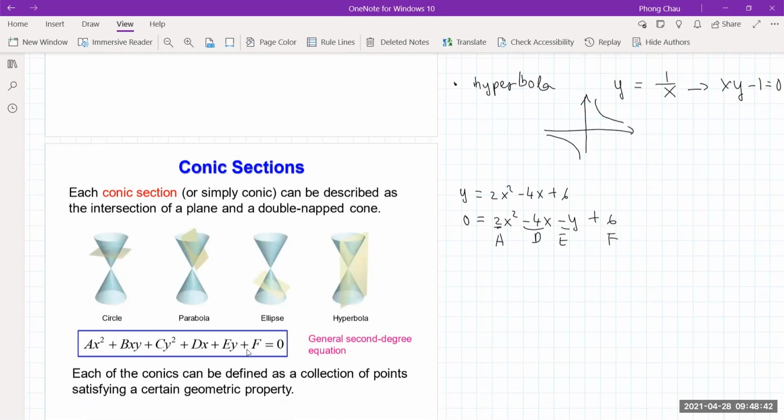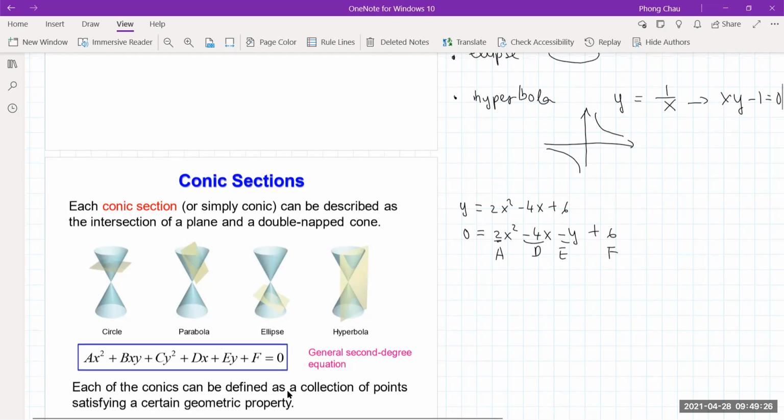The two definitions that we have here, either by the cross sections here or by the algebraic, the general equations, are not very useful in identifying the characteristics, some important features of each of these conics. Thus, we're going to use another way to determine or define conics. In fact, each of these four could be described as a collection of points satisfying a certain geometric property.